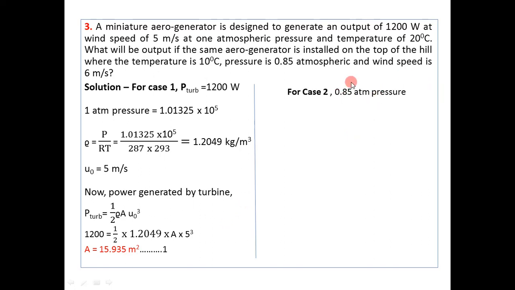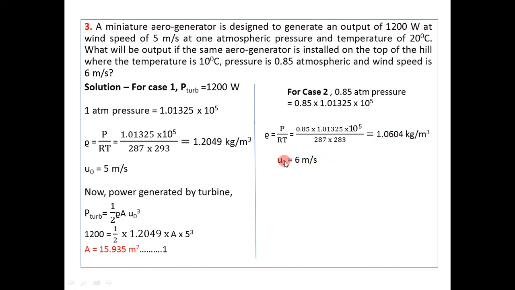For case 2, the pressure is given 0.85 atmospheric. Converting that pressure in Newton per meter square, 0.85, 1.01325 to 10 raised to 5. Density is P upon RT. Putting value of P and temperature change, that is 10 degrees Celsius now, so it is 283. So this is the value 1.0604 kilogram per meter cube. Here the speed is given 6 meter per second.